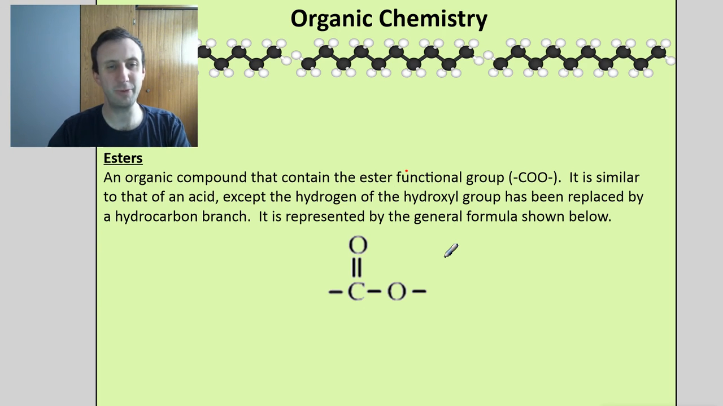Hey, Chem 30. Today we're going to talk about esters, which is the next type of organic compound we're going to discuss. Esters are kind of this neat class of compounds because they actually have these really nice smells. They are used for artificial flavorings, for example. So it's kind of neat.